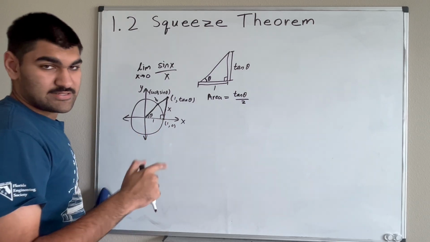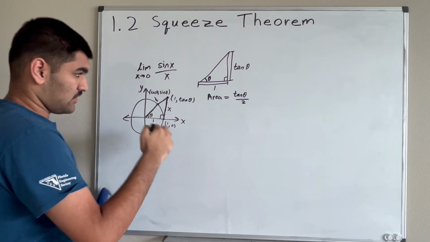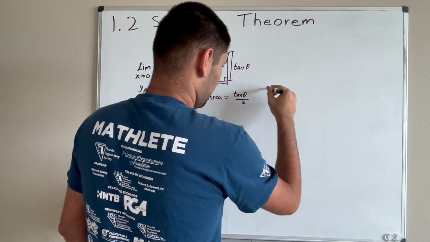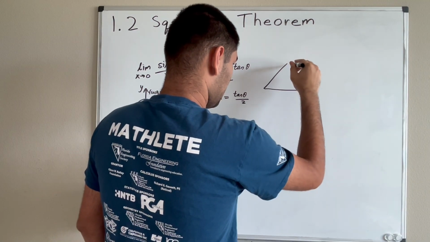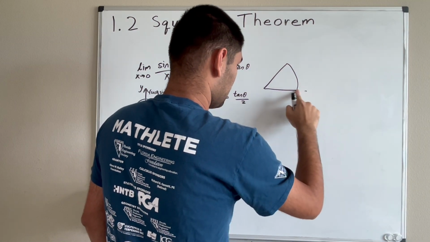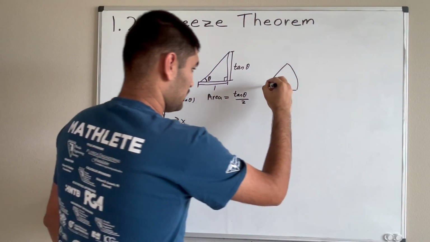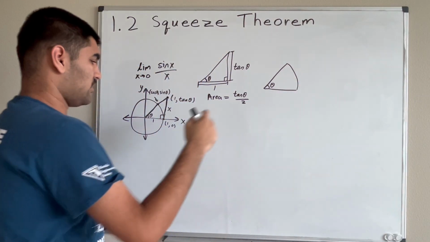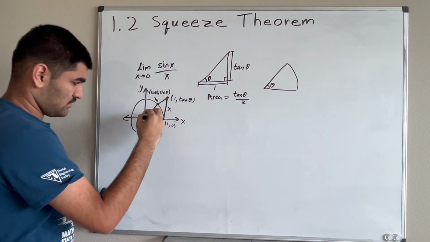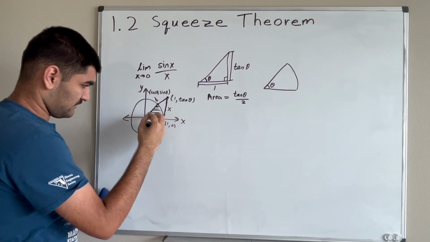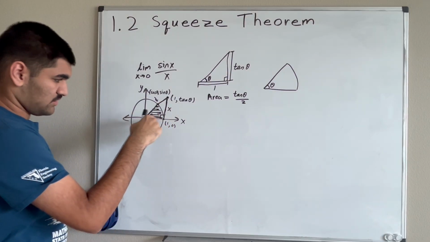Now, next, let's consider the area of this sector. So we have this sector right here. Right? So let's find the area of that sector. So this sector right here. I'll just shade it in for you guys. So it's this area right here. Okay?